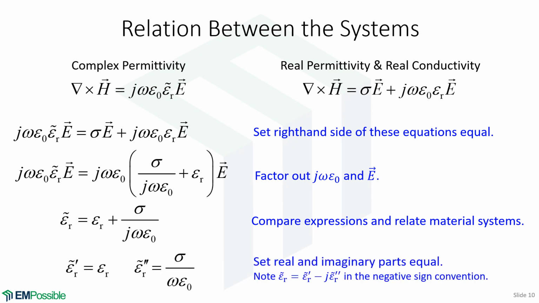So the real valued permittivity is the same thing as the real part of the complex permittivity, and the imaginary part of the complex permittivity comes from the conductivity, but divided by omega epsilon naught. And we can use those equations to convert between those two schools of thought.